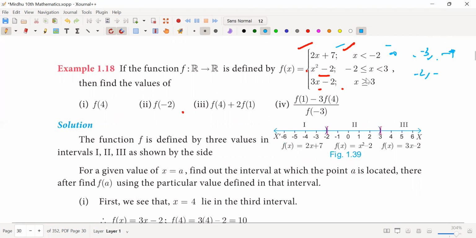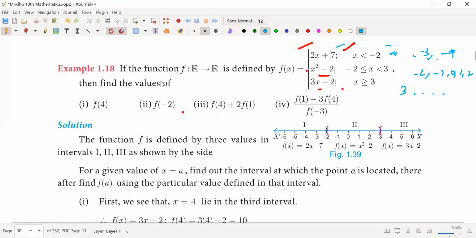Here, from minus 2 to 2: minus 2, minus 1, 0, 1, 2. x is greater than or equal to minus 2, so minus 2, minus 1, 0, 1, lesser than 3, so 2. Here, greater than or equal to 3: from 3 onwards, any number, we have to use this function.